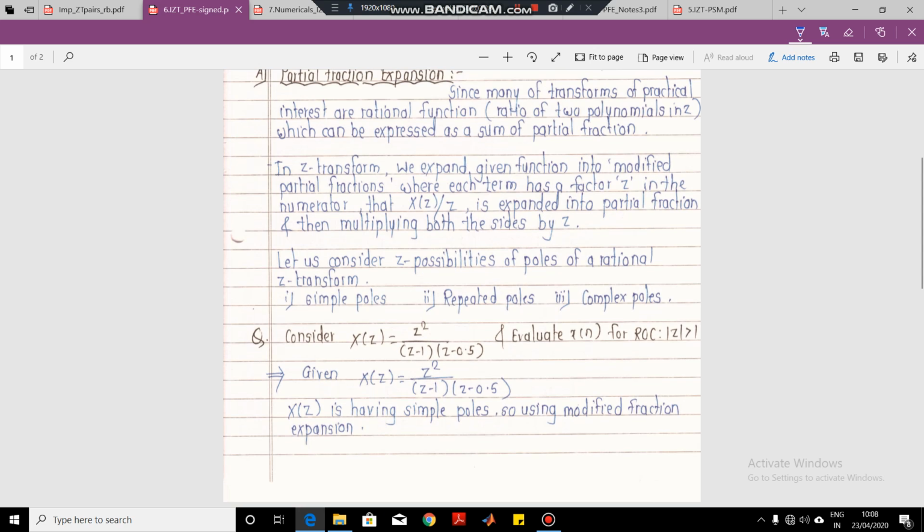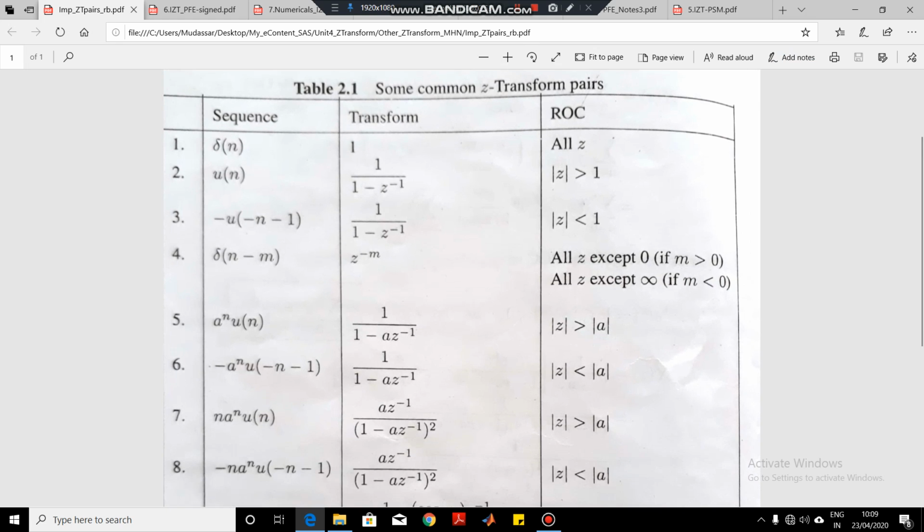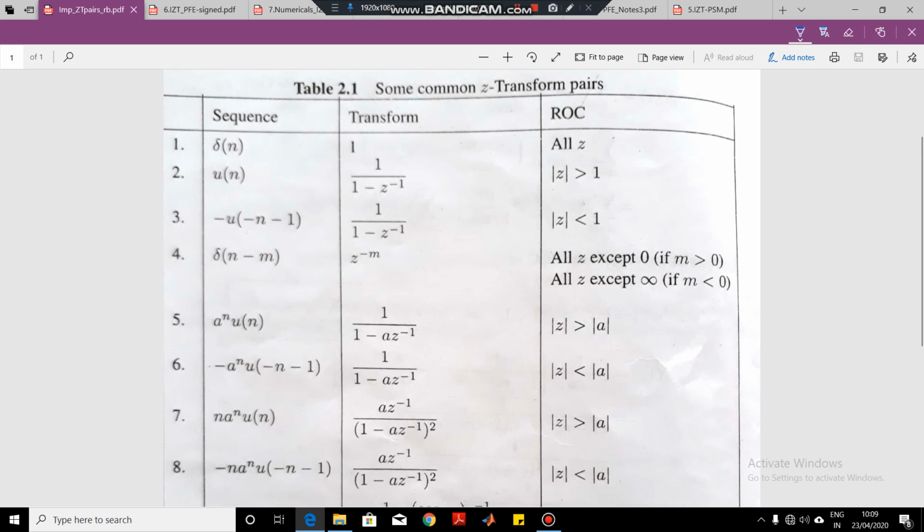In the numericals of inverse Z transform, we have to always remember the important Z transform pairs, which are very, very important. This table gives us the important Z transform pairs. We should know the time domain representation and the Z domain representation of these basic signals, so we have to learn this. If the sequence is delta of n, the Z transform is 1, and the ROC comprises the entire Z plane, all z.